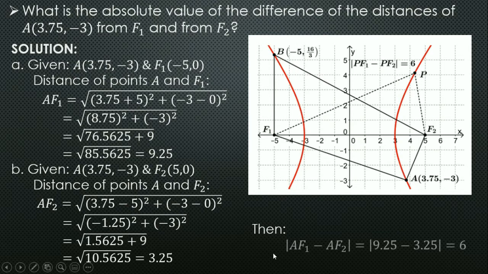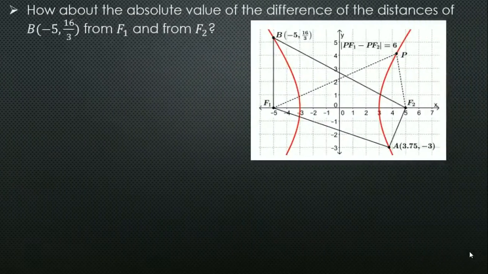Then, if we try to obtain the absolute value of their differences, we have AF sub 1 minus AF sub 2 is equal to AF sub 1 is 9.25, AF sub 2 is 3.25. If we subtract that, it will give us 6. Okay, so yung absolute value ng difference ng distances nilang dalawa ay 6.